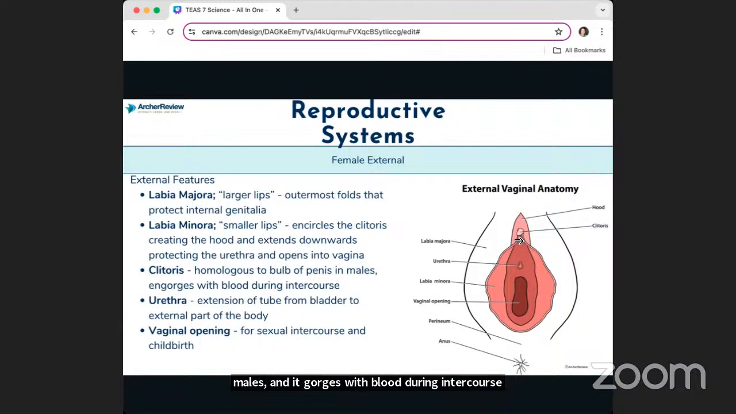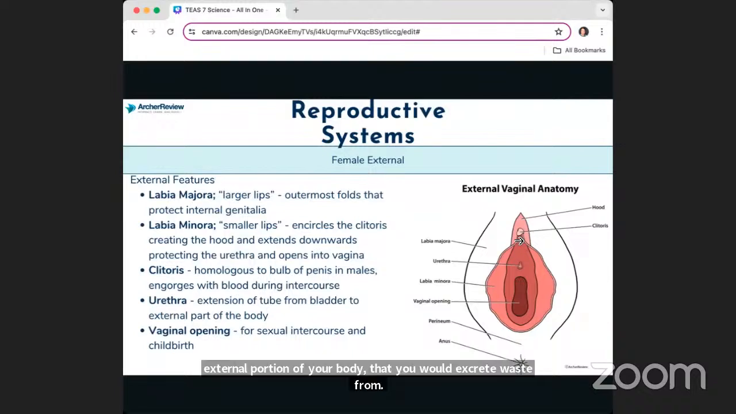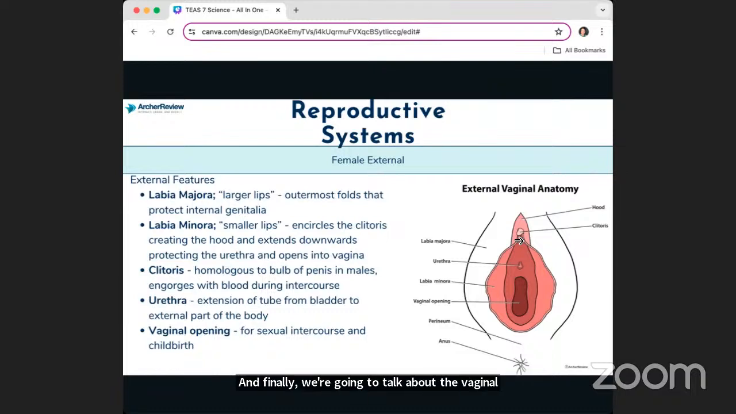Another external feature is the urethra. This is the extension of a tube coming from the bladder to the external portion of your body that you would excrete waste from. And finally, we're going to talk about the vaginal opening, the vagina. It is used for sexual intercourse and for childbirth.